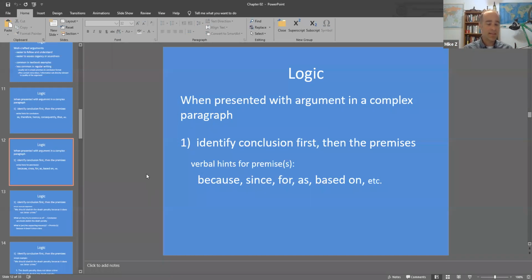Then, once you've identified the conclusion, you look for the specific premises. Here are some words that can give you a hint as to what the premises might be. What are the supporting statements, the supporting reasons in favor of that conclusion? And again, these aren't perfectly reliable. It's not like every sentence that contains a because is automatically a premise that you need to be paying attention to, but these are hints. These are things to look out for. You might be finding a premise when you see these words.